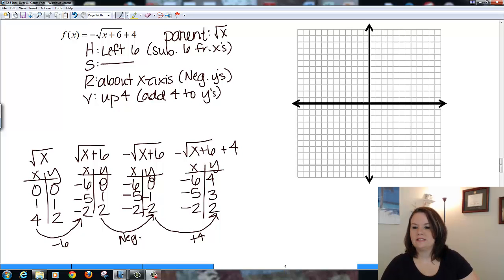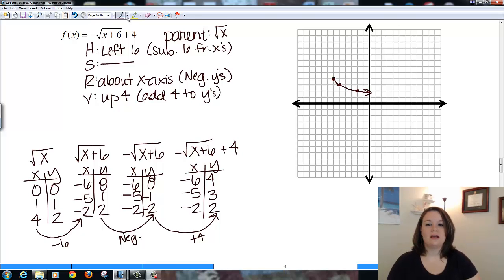So at negative 6, I'm up at 4. Right here. At negative 5, I'm up at 3. And at negative 2, I'm up at 2. Okay, so my function looks something like this.